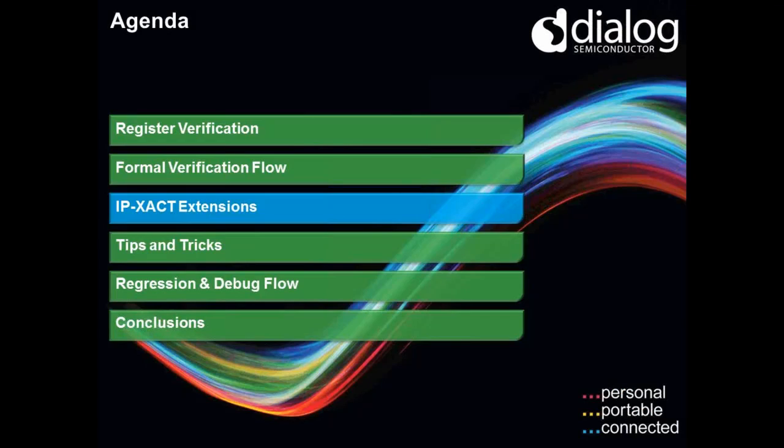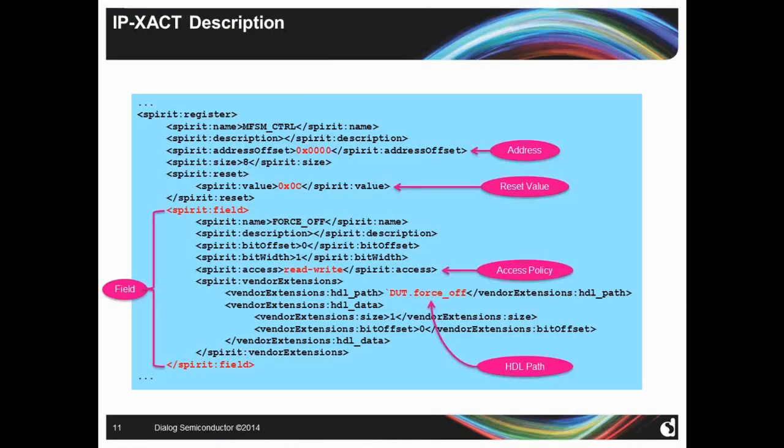In order for this tool flow to work, it relies heavily upon IP-XACT. The IP-XACT gives us some information which is pertinent to the behavior of the register, but it also puts a lot of things into the vendor extensions. If you look at the IP-XACT description of a register and one field within that register, we've got the address of that register relative to the base address of the block, the reset value, and the field. We've got the access policy of that particular field, its width. We've got some vendor extensions, so we've got an HDL path here.